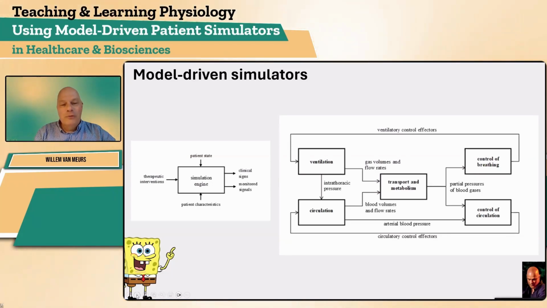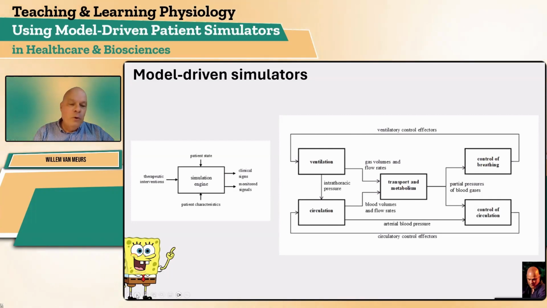So I look at the patient as a system where therapeutic interventions influence clinical signs and monitored signals. And those relationships depend on the state of the patient, for example, hypoxia, hypercarbia, and they depend on certain patient characteristics, like what is the baseline shunt fraction or systemic vascular resistance of this patient. Now, to go one step further in with our simulation engine, I'll open the hood for you. And that's the second diagram, the more complicated diagram on this slide.